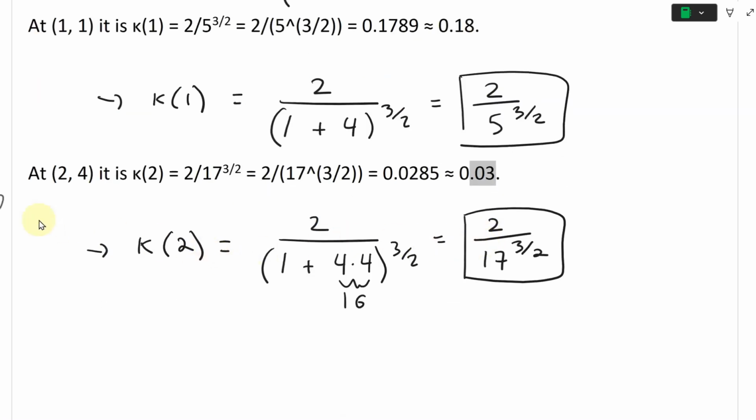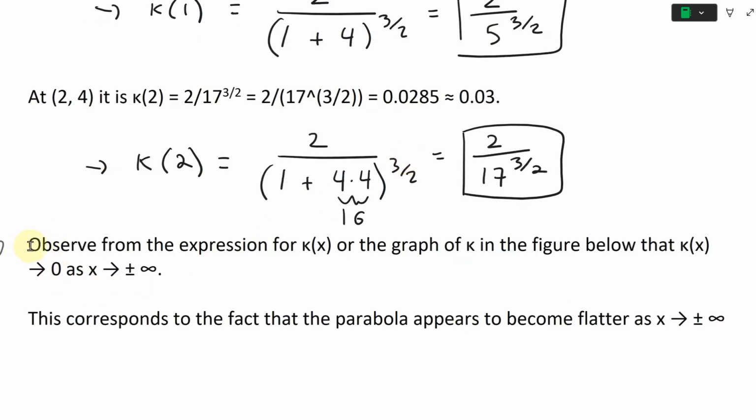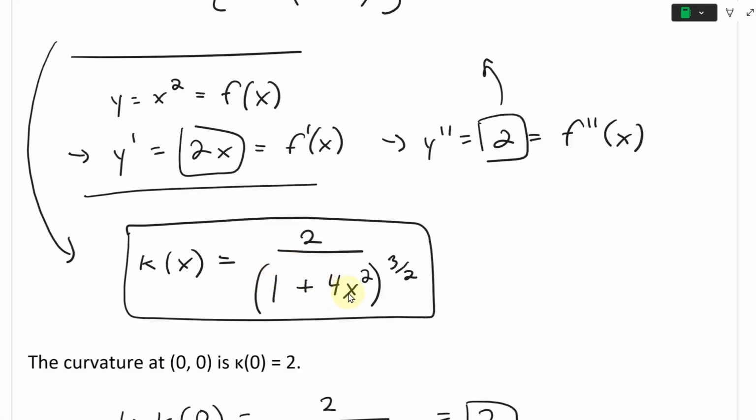It's fascinating stuff. All right, going further. Observe from the expression for kappa of x, or the curvature as a function of x, or the graph of kappa in the figure below, and I'll draw that soon, that kappa of x approaches 0 as x approaches plus or minus infinity. You can also see this from here. As you go to plus or minus infinity, the bottom is going to be 4 infinity squared, and then all to the power of 3 over 2. This just gets infinitely large.